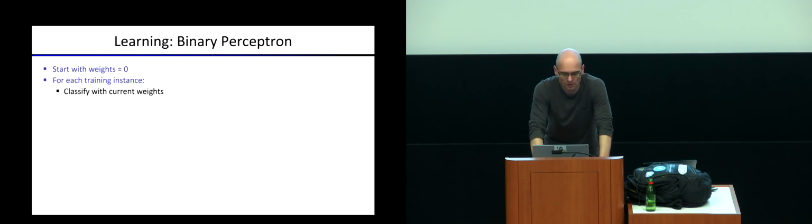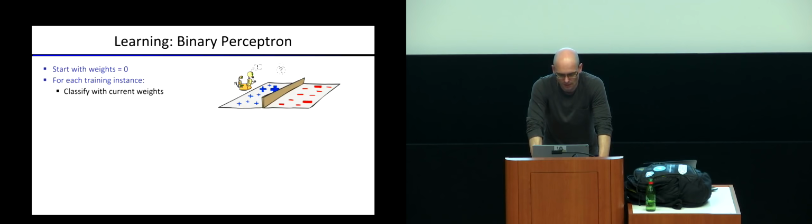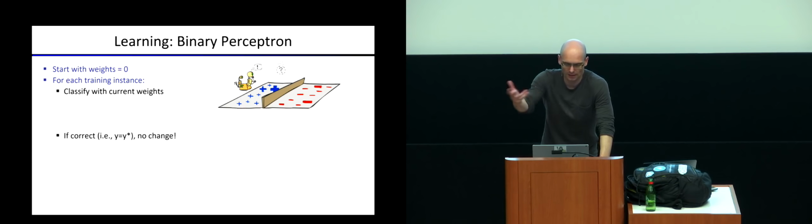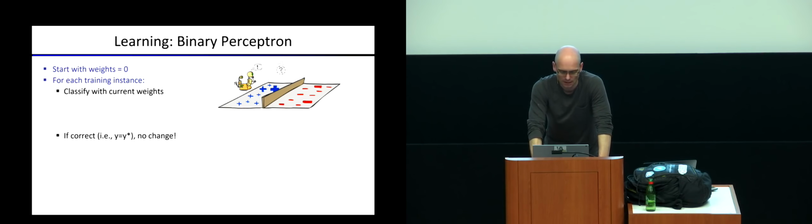Okay, so we start with all the weights equal to zero, let's say. That's a reasonable thing to do. Then for each training instance, we classify with the current weights. So you run the classifier with the current weights. If this is your current classifier, and these are your data points, it ought to be the case that it'll be correct. You feed in a data point, it'll make the correct decision. Y star means the correct decision. Y is the decision the perceptron is making. If they're equal, there will be no change needed, and you go on to the next data point.